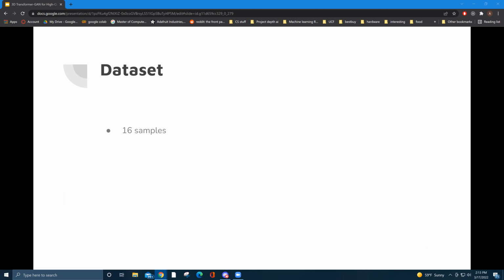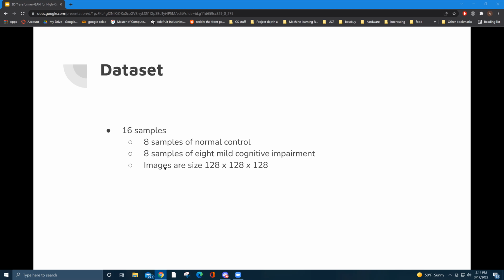For the data set, there's 16 samples, and those were 8 samples of normal control, which are perfectly fine scans, no issues. And then there's 8 samples of mild cognitive impairment, so an issue with the brain. The image sizes, I mentioned that before, so it's 3-dimension, 120 by 120 by 128.